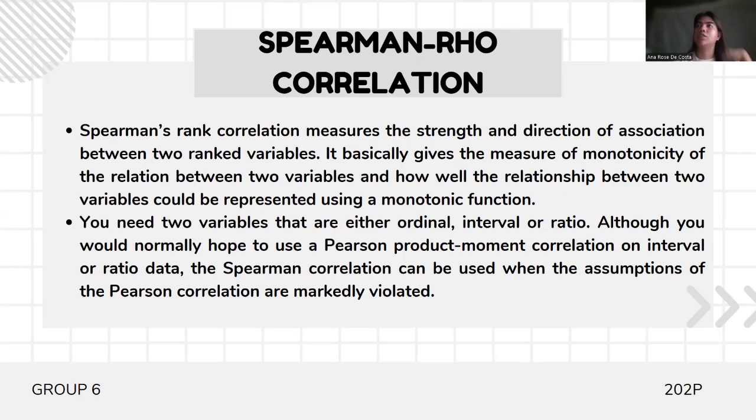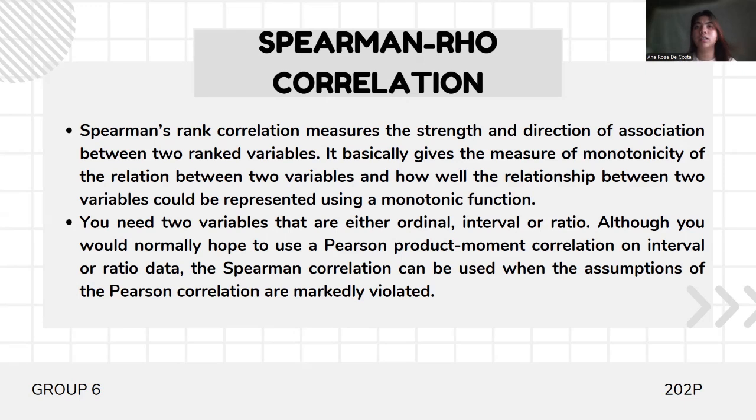The Spearman rho correlation measures the strength and direction of association between two ranked variables. It basically gives the measure of monotonicity of the relationship between two variables, and how well the relationship between two variables could be represented using a monotonic function. You need two variables that are either ordinal, interval, or ratio. Although you would normally hope to see a Pearson product moment correlation on interval or ratio data.